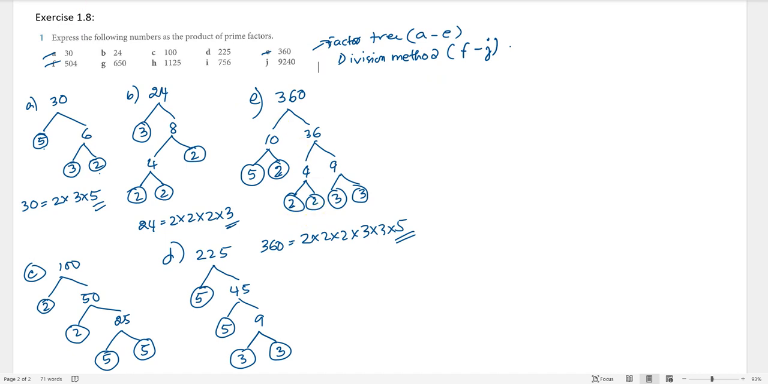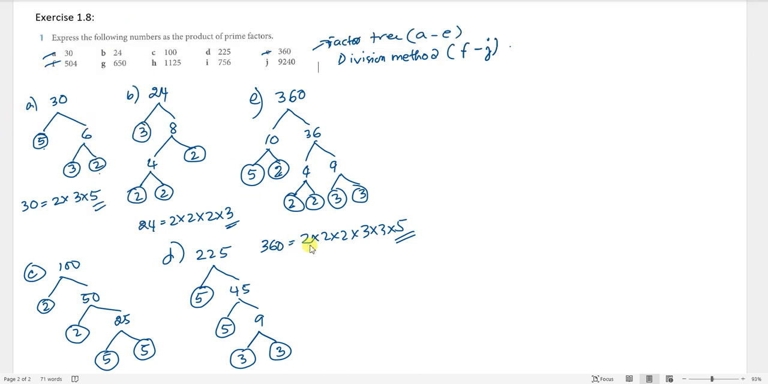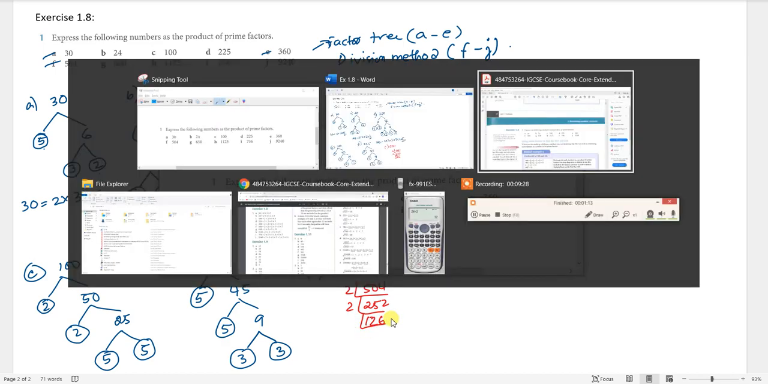I'm going to use a different color. Okay. We have F, 504. So we started by 2. Remember, only use prime numbers. So we get 252. We again tried with 2. We have 126. You can use the calculator. I'm going to show you once.